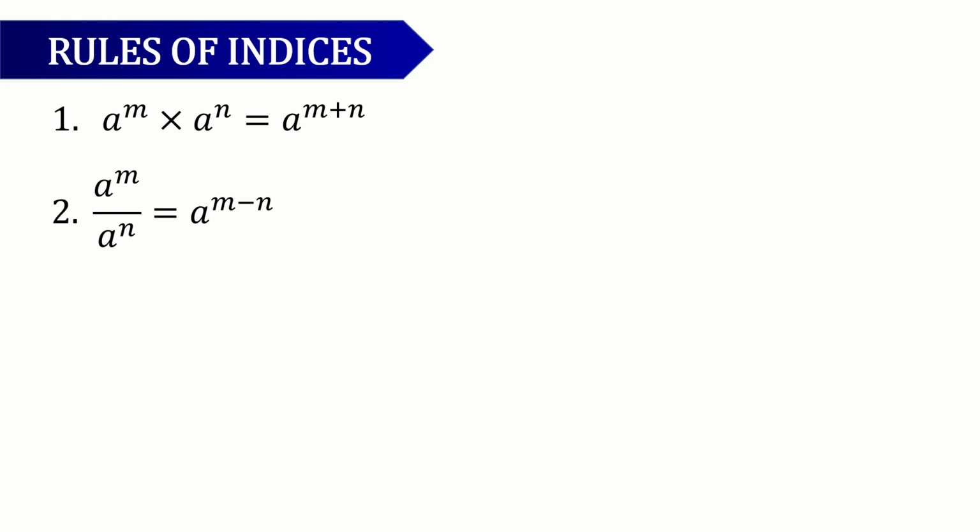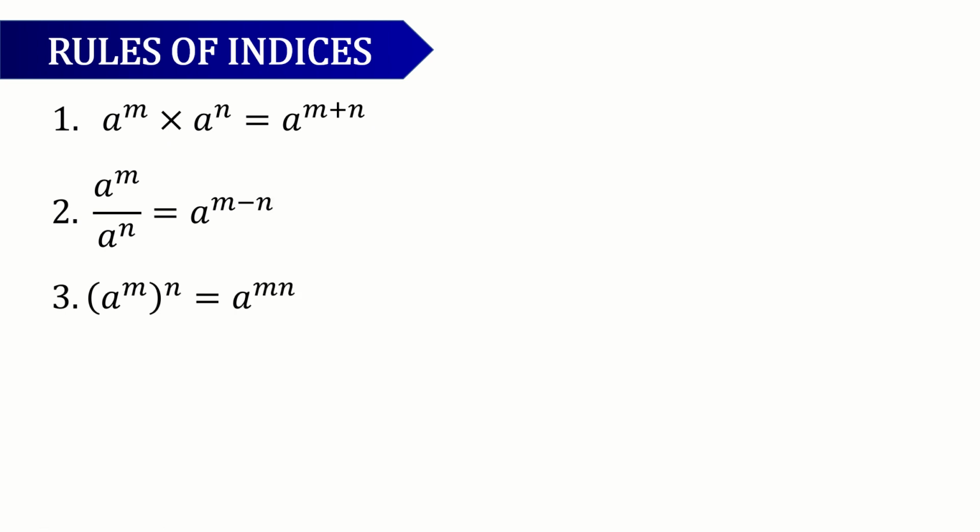Second rule: a to the power of m divided by a to the power of n is equivalent to a to the power of m minus n. So we can see the difference. If the indices are multiplied, we add the powers. If the indices are divided, we subtract the powers.